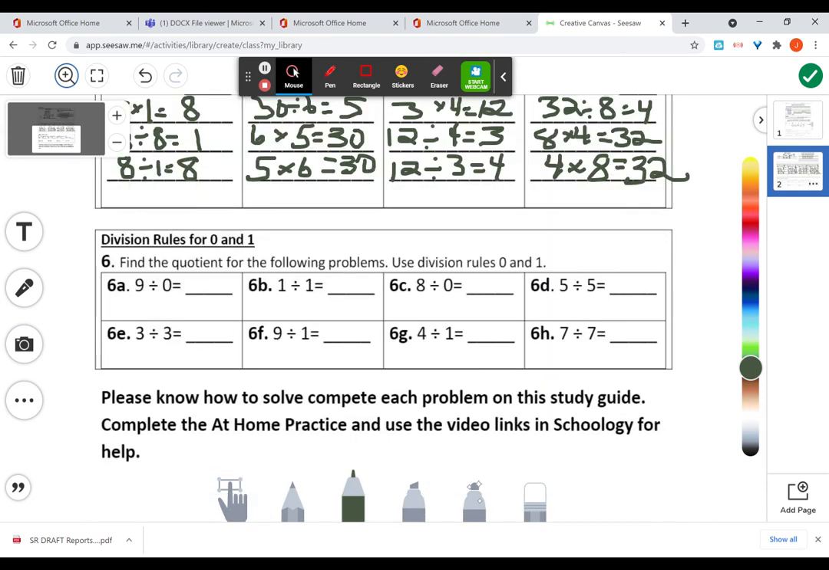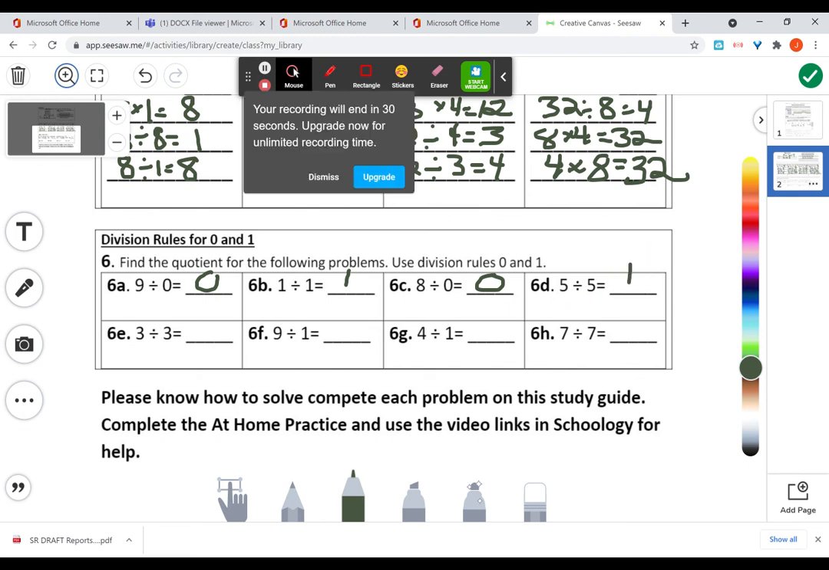So now we have our division rules. Find the quotient for the following. So remember, when you multiply by 0, it's going to be 0. When your divisor is a 1, your quotient is going to be the dividend. 8 divided by 0, 0. When your dividend and your divisor are the same number, your quotient is 1. So this would be 1.